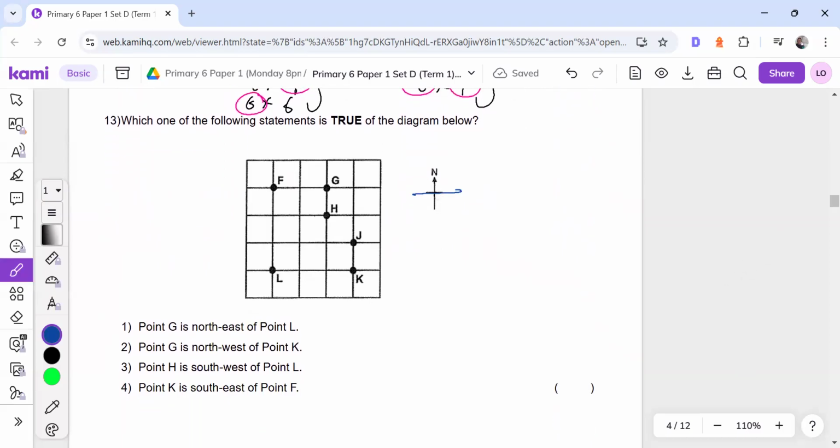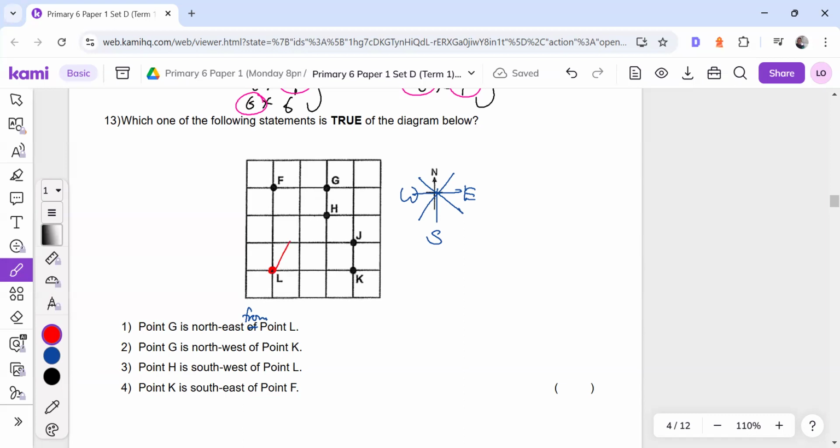Now, step 1, you have to write down the directions. Okay? Then, step 2, you must know what is off. Off is from. Okay, and by the way, your compass, you must have the 8-point compass as well. Okay, then you have to go one by one. Look at the answers one by one to see which is correct. So G is northeast from L. So start from L and you go to G.